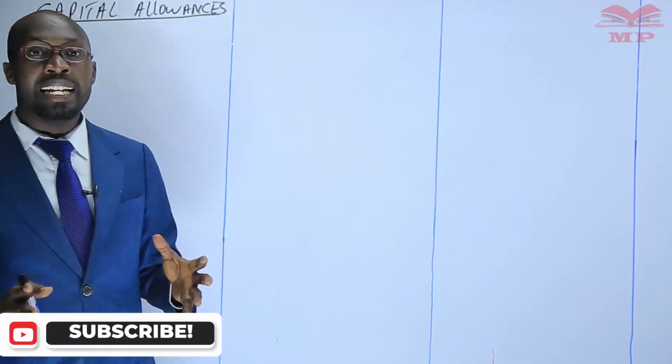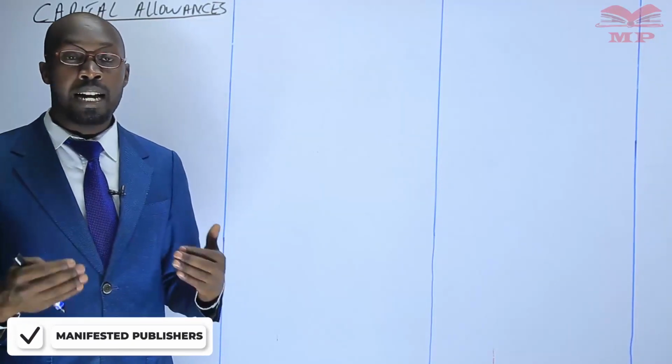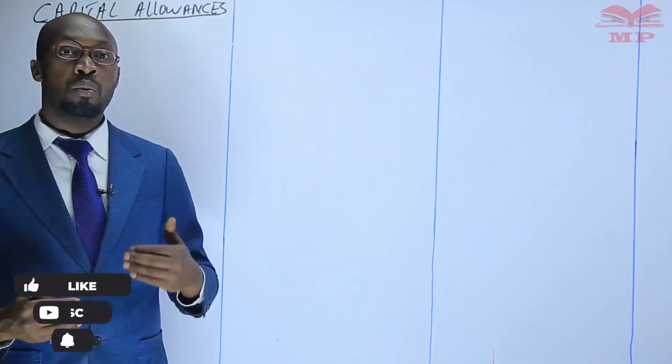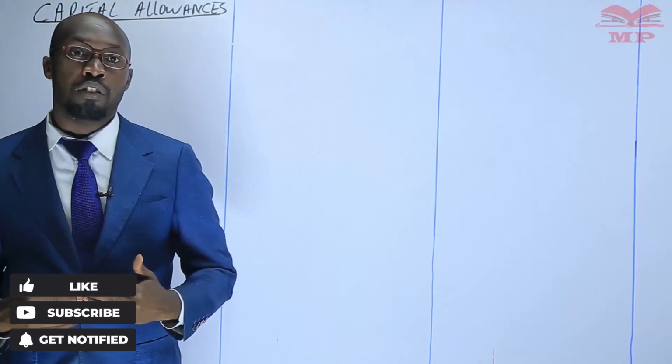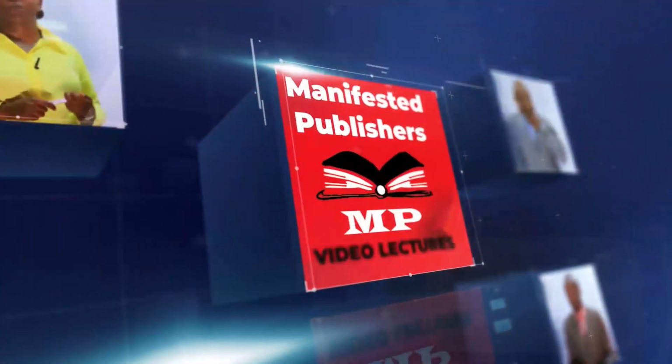And it is usually granted on the cost of fixed assets, or what we call the capital expenditure. Capital expenditure is expenditure which, when it is incurred, the benefit out of that item is usually realized over a long period of time.